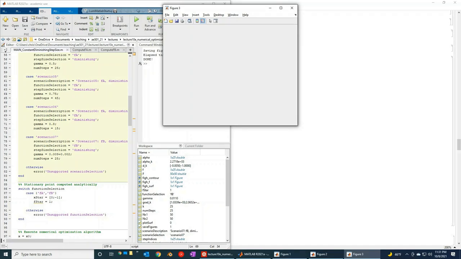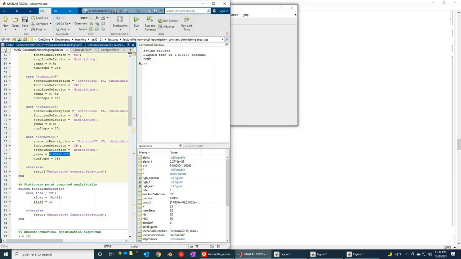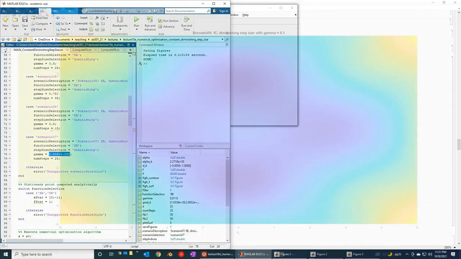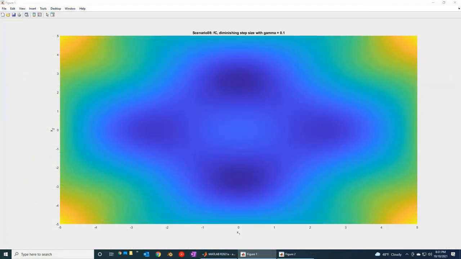But anyway, I think you get the picture, right? Again, you've got to be careful with this step size. Too big or too aggressive a gamma can lead to divergence, even with this adaptive diminishing step size scheme. All right, and before we leave this, let me show you one other scenario where this constant or diminishing step size selection and strategy might have issues.